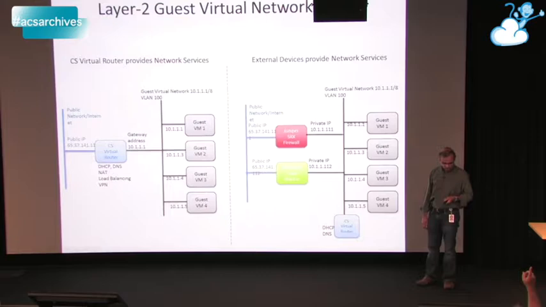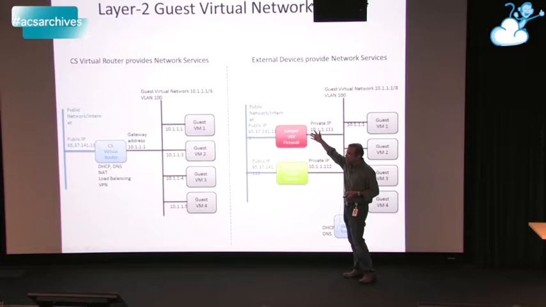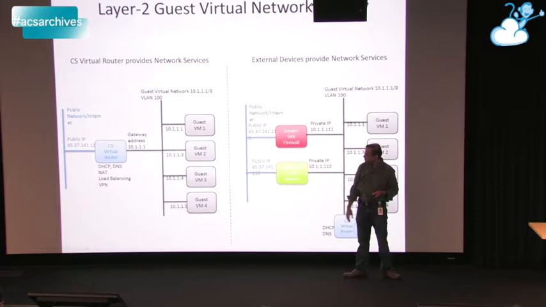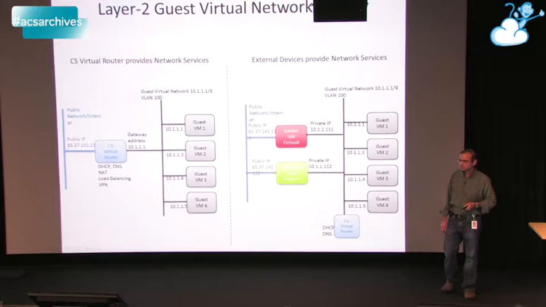And if you did something like this, your vendor would provide you HA. So if you wanted a firewall to be HA, they have a native HA for SRX. Netscaler has HA for itself. And they would just use that, and CloudStack wouldn't care whether they used HA or not.